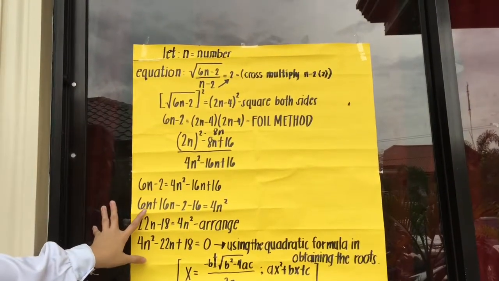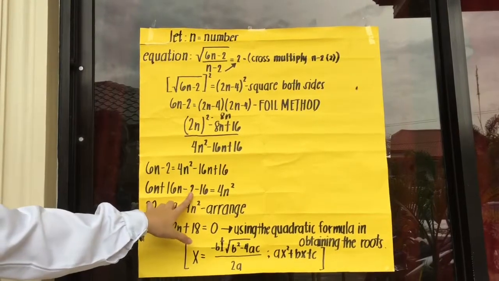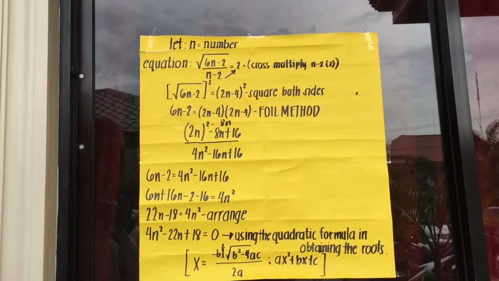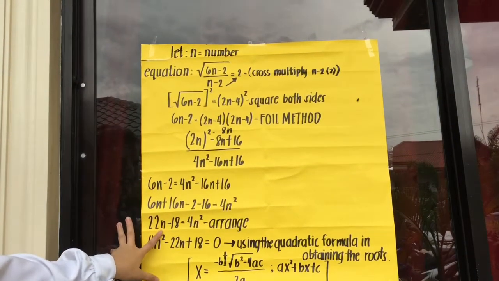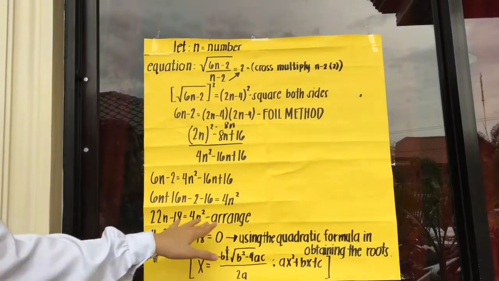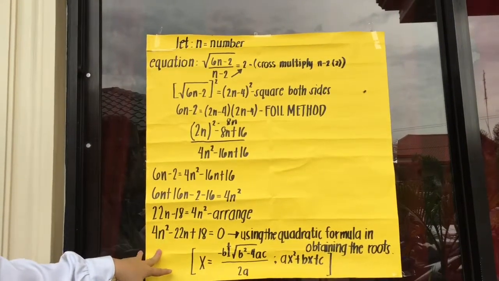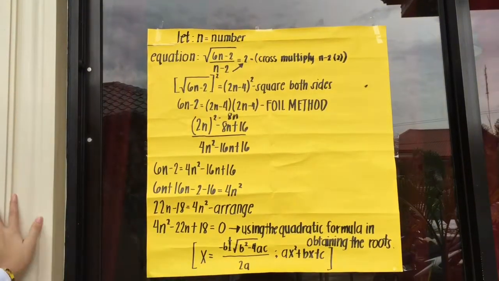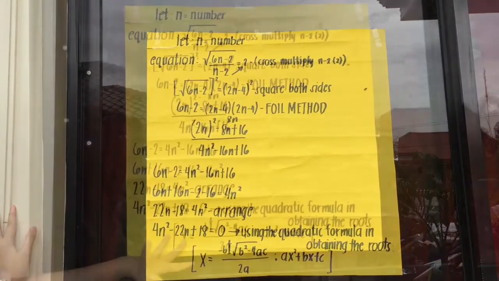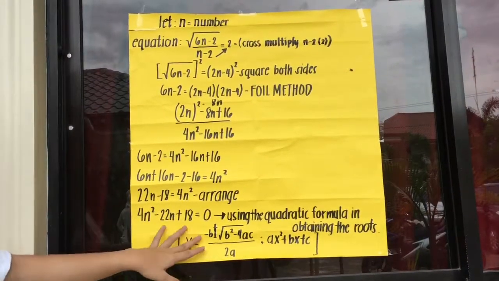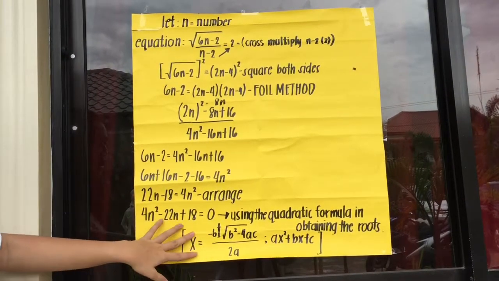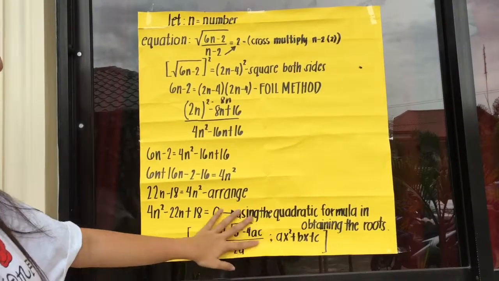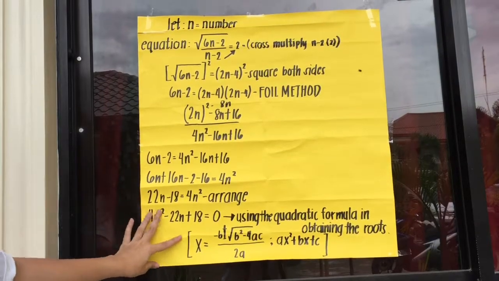So 6n plus 16n, and minus 2 minus 16, is equal to 4n squared. Then we arrange it: 22n minus 18 is equal to 4n squared. Then we arrange it so that 4n squared minus 22n plus 18 is equal to 0. Using the quadratic formula in obtaining the roots, x is equal to negative b plus or minus the square root of b squared minus 4ac, divided by 2a, where the equation is ax squared plus bx plus c.